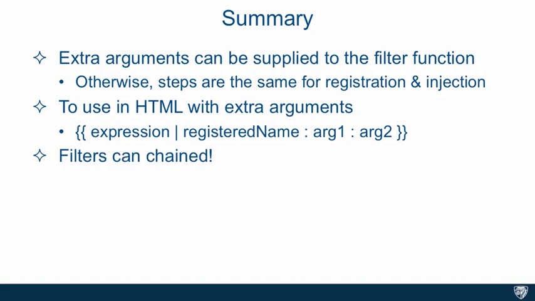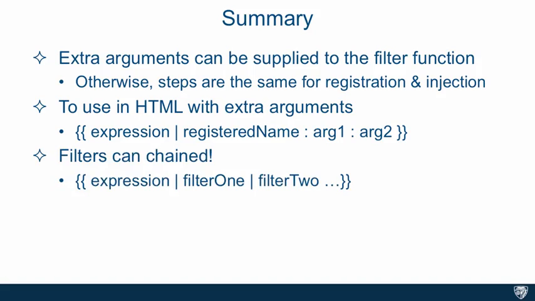One of the really neat features in AngularJS is that filters can be chained. In order to chain the filters, you take an expression followed by a pipe, followed by the filter name, followed by another pipe, and the next filter name. And the result from one filter becomes the input into the second filter. And the result from the second filter becomes the input into the third, and so on.